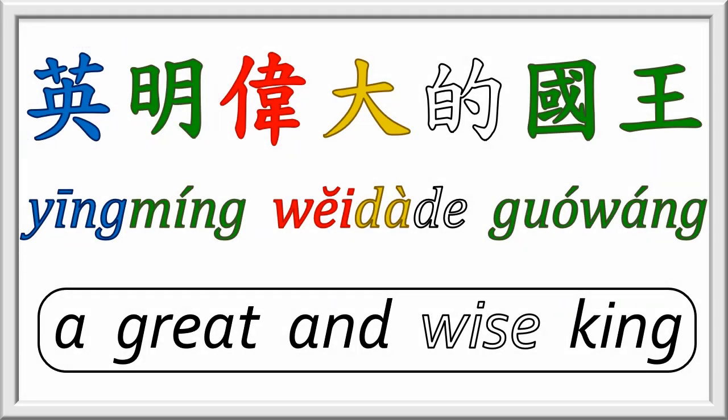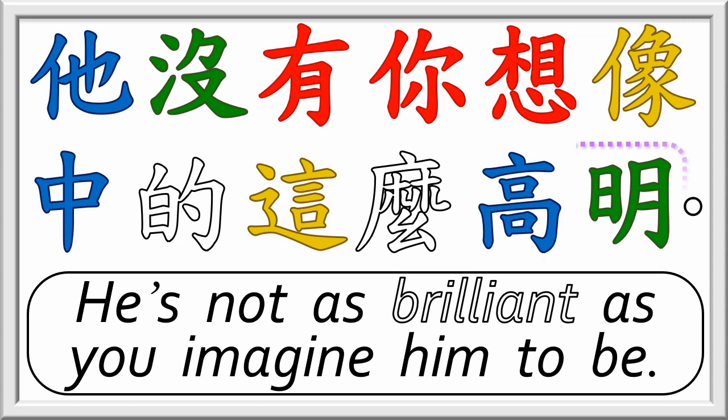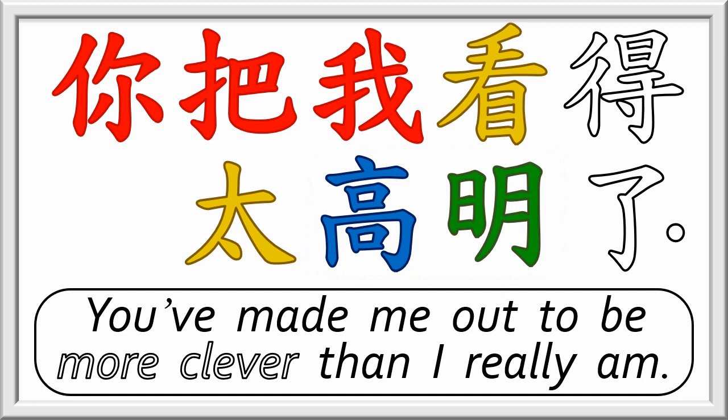英明 usually refers to a wise or sagacious ruler or monarch. 英明伟大的国王 a great and wise king. 高明 is more suited to us commoners and means clever, brilliant, or highly qualified. 他没有你想象中的这么高明。He's not as brilliant as you imagine him to be. 你把我看得太高明了。You've made me out to be more clever than I really am.